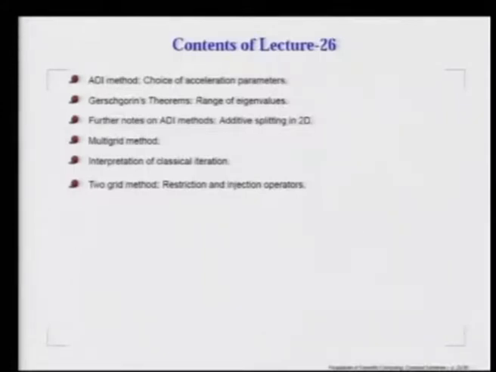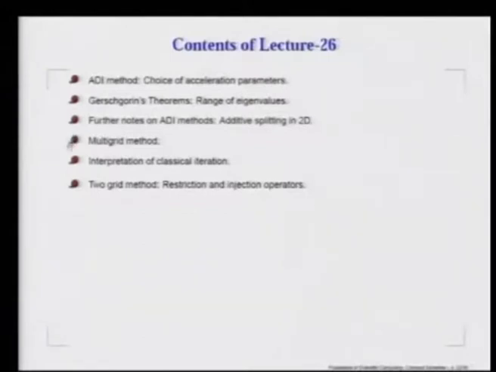the acceleration parameters. In a further expansion of the idea of the ADI method, we point out that this is essentially an additive splitting and works only for two dimensions. When we go to a three dimensional problem, we do not have the ability to use the ADI method, and also we find that on many tough problems ADI methods do not work. And we move to a new class of methods which are called the multigrid methods.